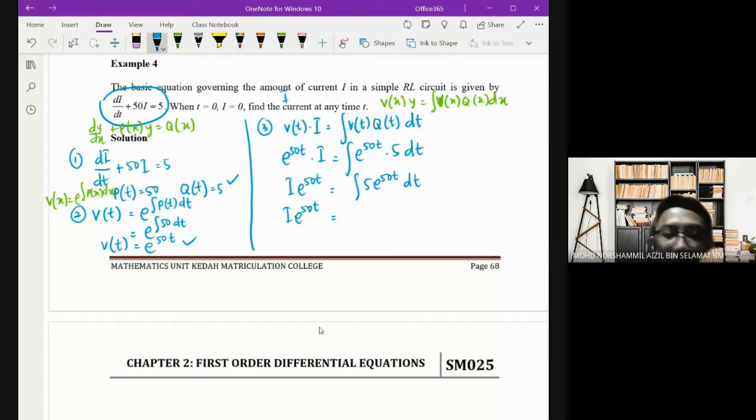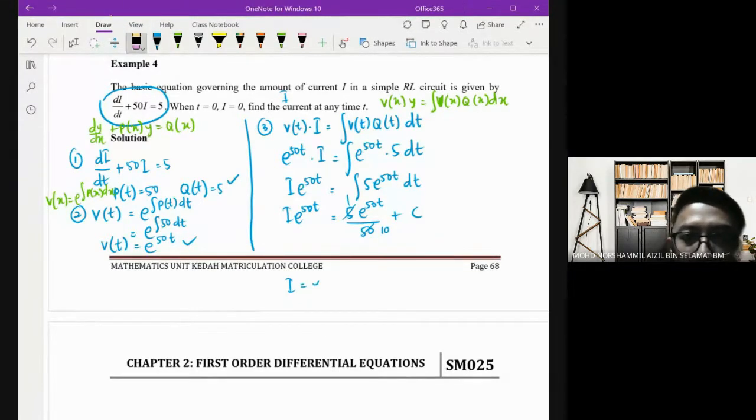For the right hand side, integrating the exponential, you rewrite: differentiate, power 50 brought downward, and then don't forget plus c. That's all. So this one simplifies to 1 over 10. Now your I exponential 50t equals 1 over 10 of exponential 50t plus c.